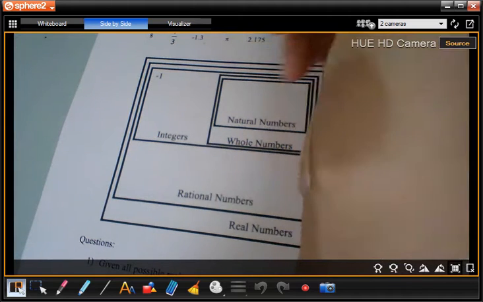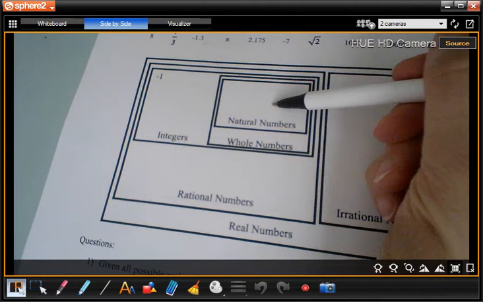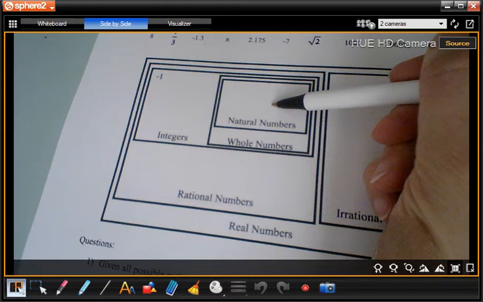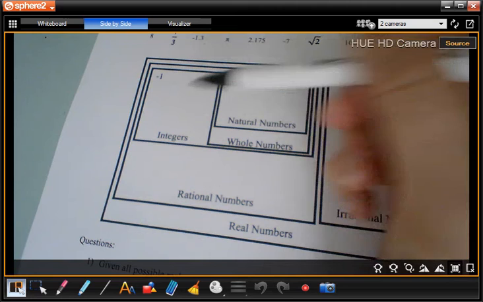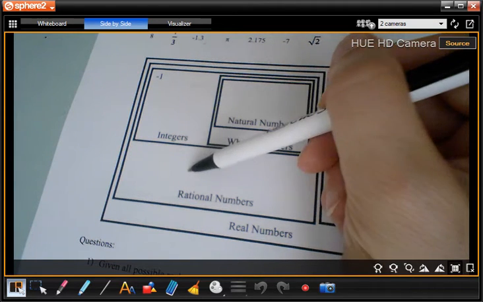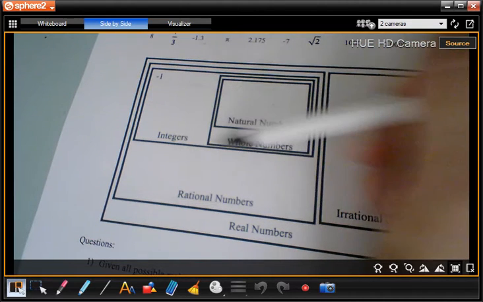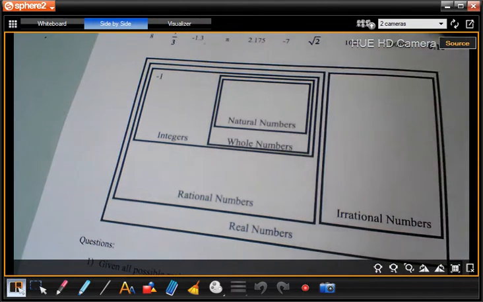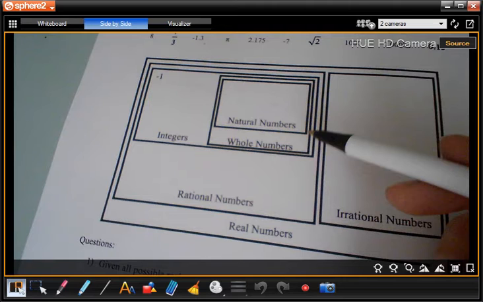Okay, so we've got 8. Natural numbers are 1, 2, 3, 4, 5, going on up. Whole numbers start at 0 and go 1, 2, 3, 4, 5. Integers, we can have negative numbers. Rational numbers are numbers that don't necessarily fit in these steps, but are still rational. And then irrational numbers, you cannot change into a fraction. And then all of these are real.